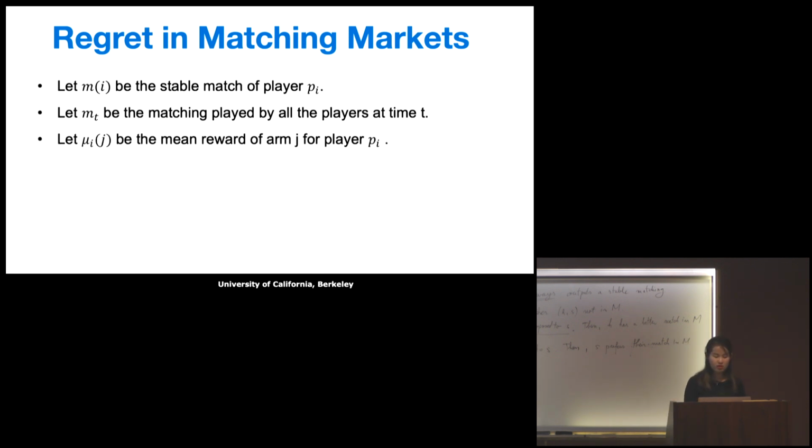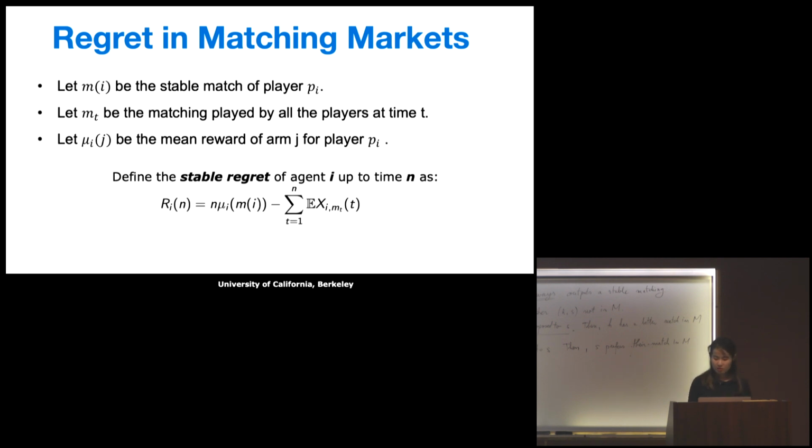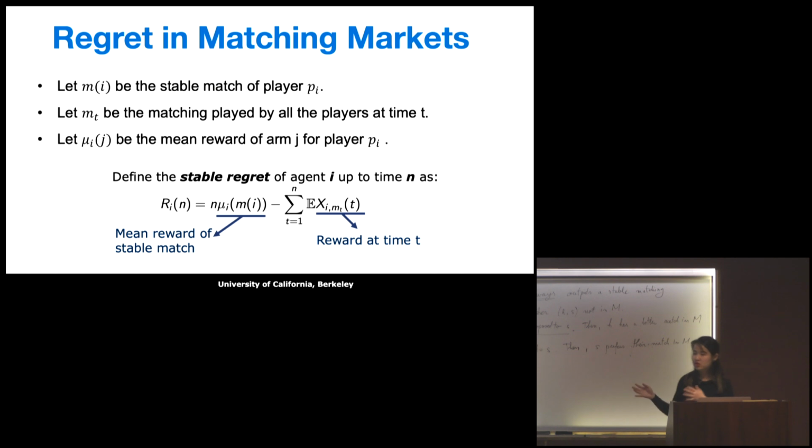So this one tells everyone what was the arm that they successfully pulled. And mu sub I of j is the mean reward for arm j for player I. And this is sub I because different players can have different rewards for arms. And so the stable regret, like I said, is the difference between the mean reward of the stable match and the actual reward of the full matching for player I at time t.